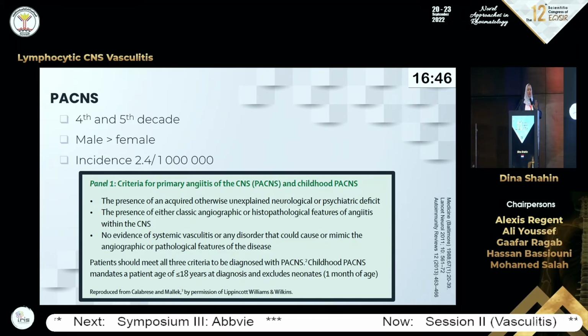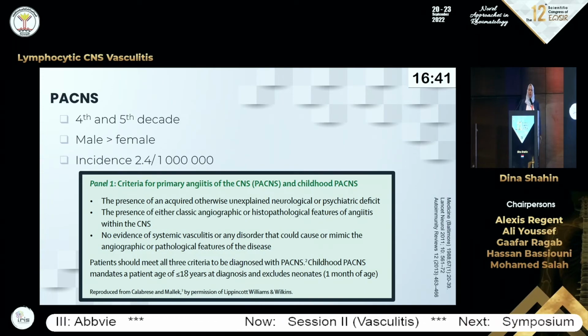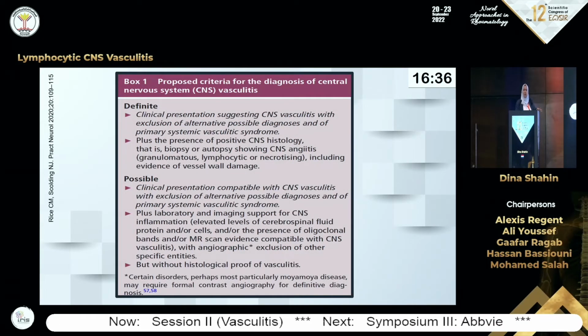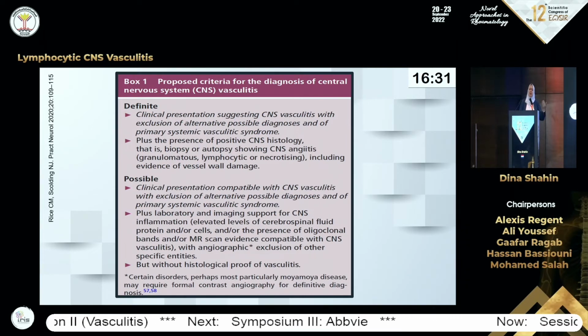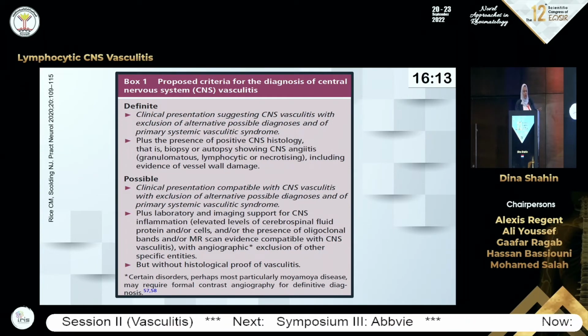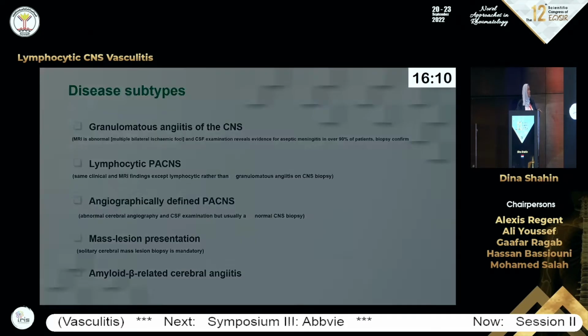لو في تشايلد او اقل من 18 سنه اكسكلودينج نيونيت يبقى دي تشايلد هود برايمري سي ان اس انجيايتس. في 2020 حطوا بروبوزال لاذر كلاسيفيكيشن كرايتيريا، وقالوا نسمي العيان نكلاسيفاي ان هو ديفينيت او بوسيبل على حسب لو عنده هيستوباثولوجيكال ايفيدنس يبقى ده ديفينيت، لكن لو عنده راديولوجي او عنده سي اس اف او لاب ايفيدنس بنسميه ان العيان ده بوسيبل. بس الحقيقه ان هي لسه محتاجه مور فاليديشن.